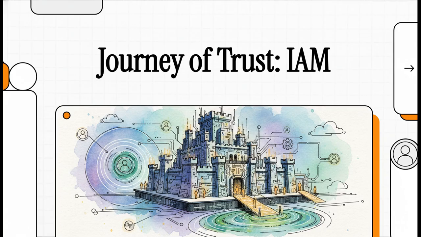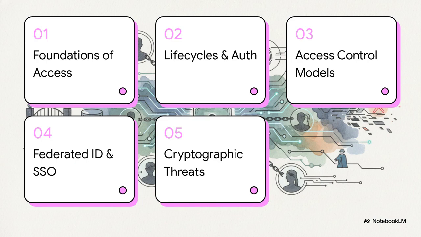Because identity and access management, it's actually the ultimate digital castle defense system. It's this highly complex, layered mechanism for controlling systemic trust. Okay, let's dive into this. Here is our roadmap. We'll be hitting 5 critical checkpoints: the foundations of access control, identity lifecycles and authentication, navigating access control models, federated identity and SSO, and finally, cryptographic threats and defenses.